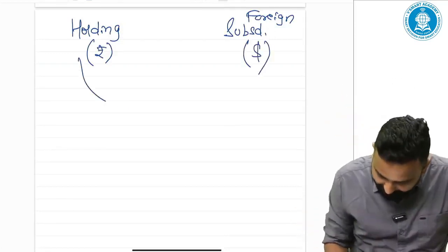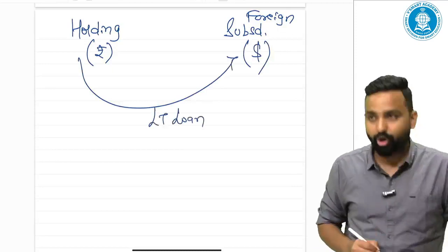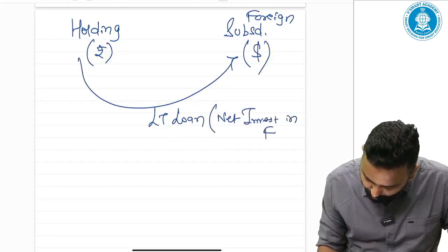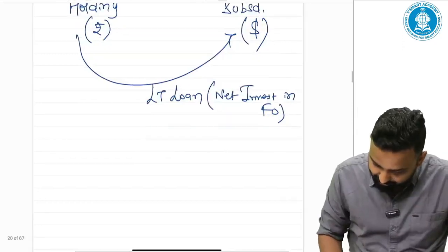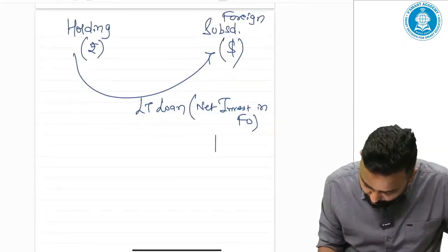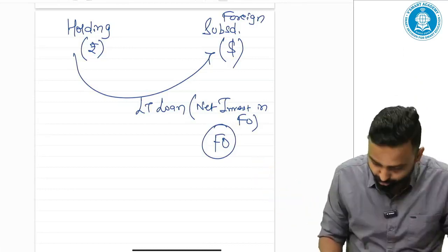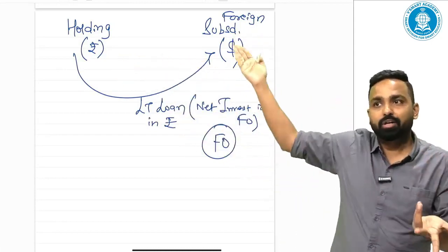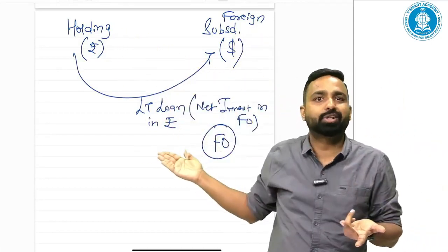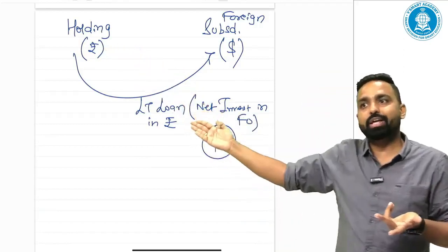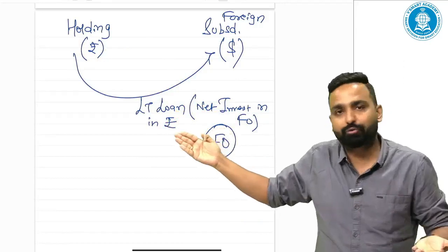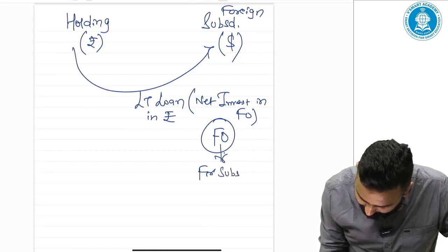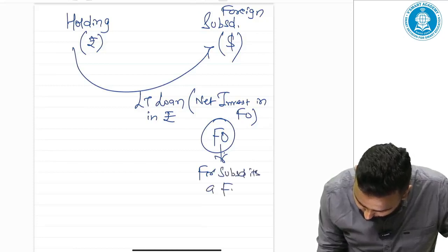Now the holding has given a long-term loan. It is called net investment in FO. So from the subsidiary's point of view, it is a long-term loan in rupee. The holding company has given the loan in rupee only, so for the holding company, it is not a foreign currency transaction. The holding company has a functional currency of rupee and has given the loan in rupee only. But for the subsidiary, it's a foreign currency transaction.